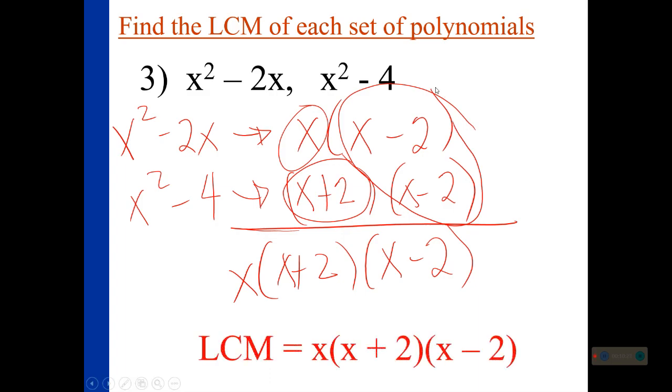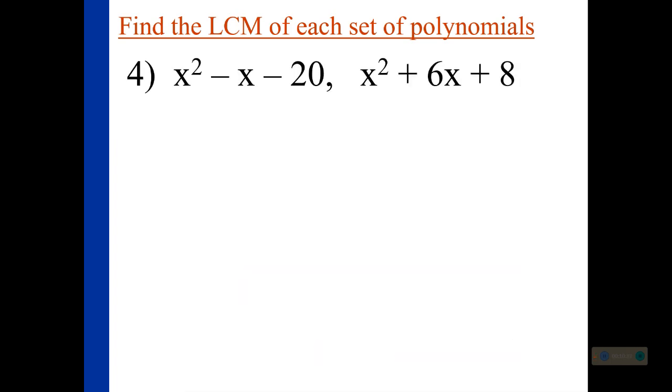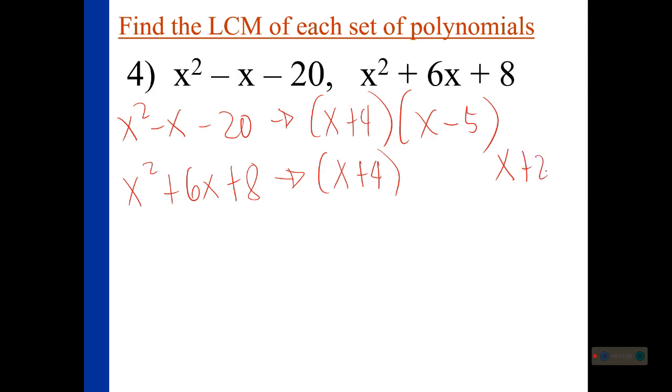So we have here this one. Okay, next. For the last example, let us have, wow, it looks good. They are trinomials. So we have here x squared minus x minus 20 can be factored as x plus 4 times x minus 5. Then the other trinomial, x squared plus 6x plus 8 can be factored as x plus 4 times x plus 2.